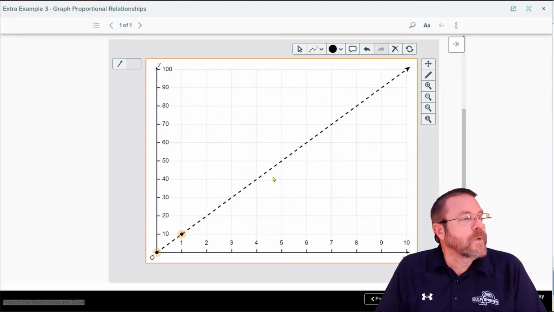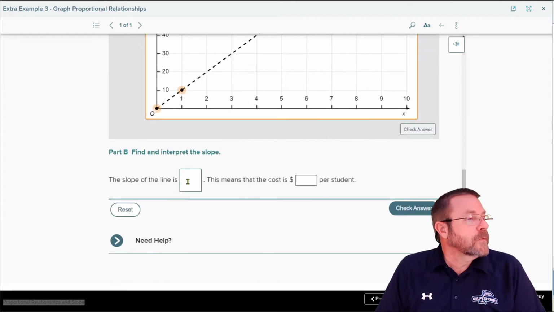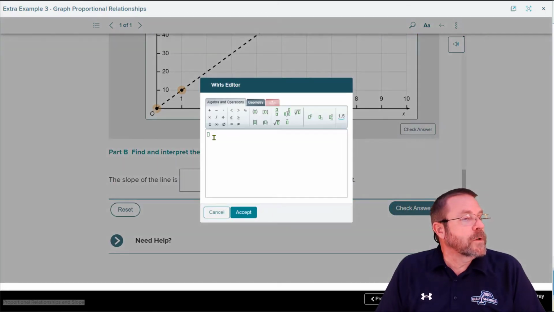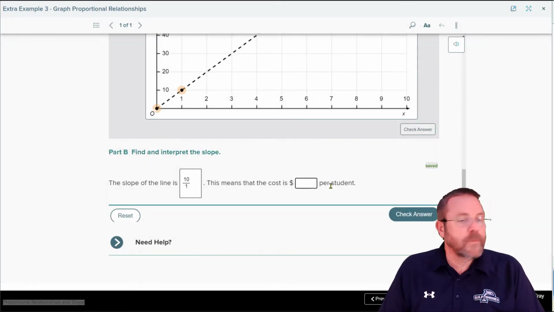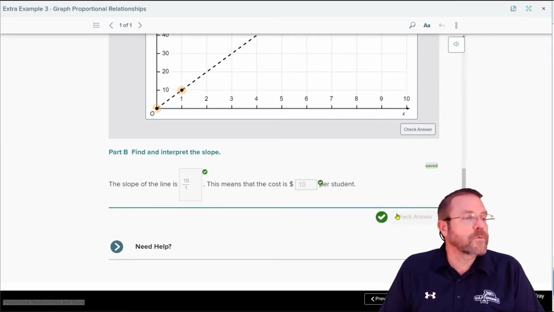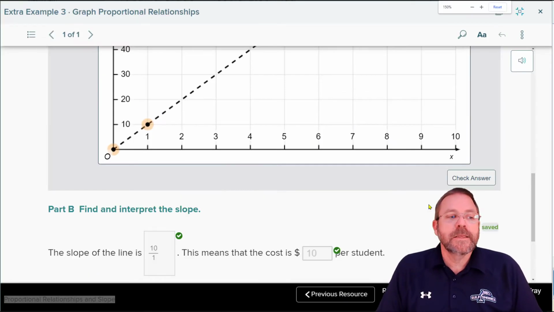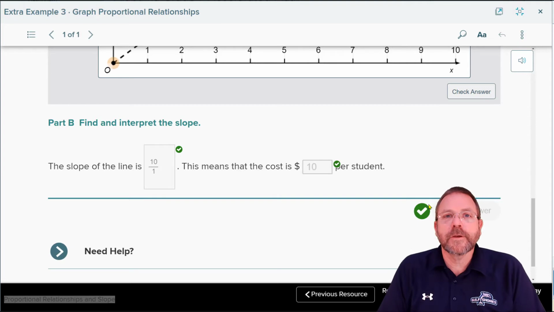So from there, you've got your slope that you can see is a straight line, and we can say the slope of the line is going to be, set up as a fraction, 10 over 1, and that means it costs $10 per student, and it checks. Easy math, anybody can do this stuff.